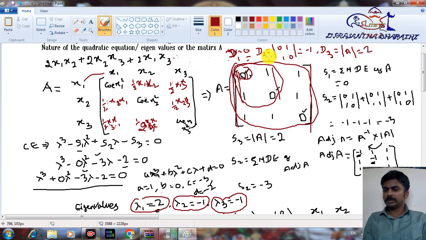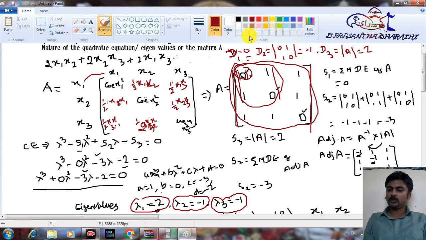So since these D1, D2 and D3 are having both positive and negative terms, or positive, negative and 0 terms, the nature can be called as indefinite. Here indefinite is the nature of the quadratic equation, or the nature of the eigenvalues, or the nature of the matrix A, whatever it is.